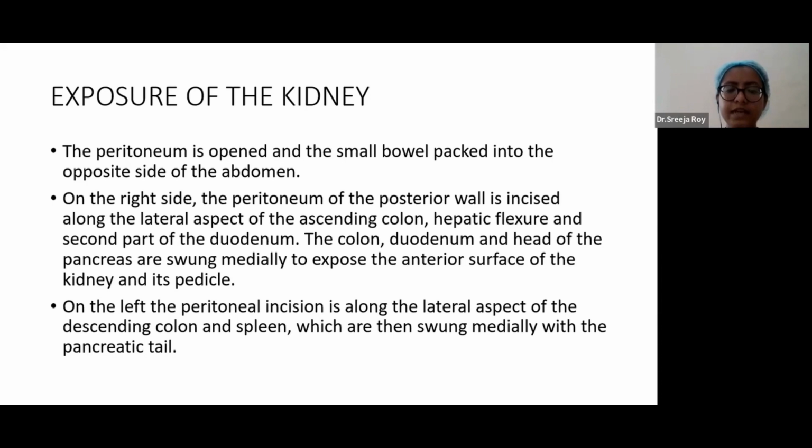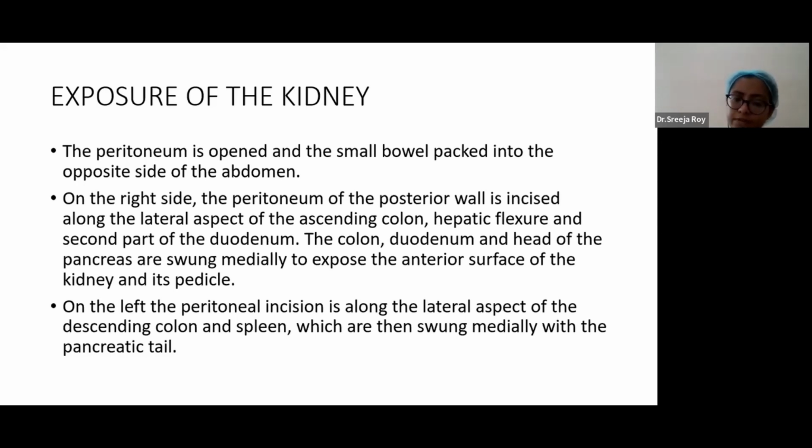On the right side, the peritoneum of the posterior wall is incised along the lateral aspect of the ascending colon and hepatic flexure. The second part of the duodenum and the head of the pancreas are swung medially to expose the anterior surface of the kidney and its pedicle.